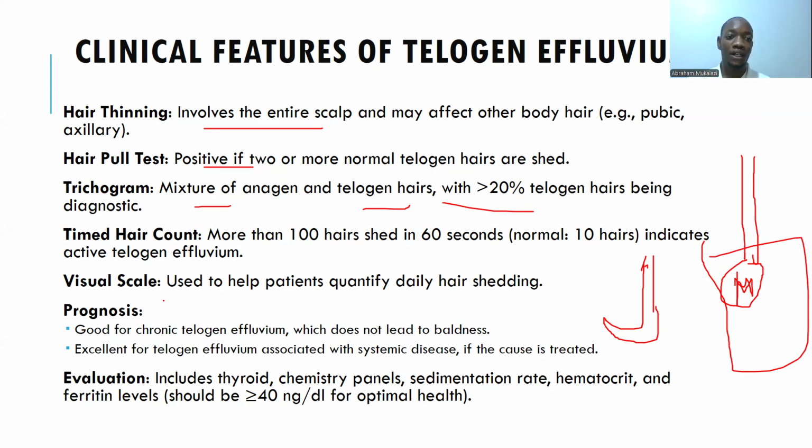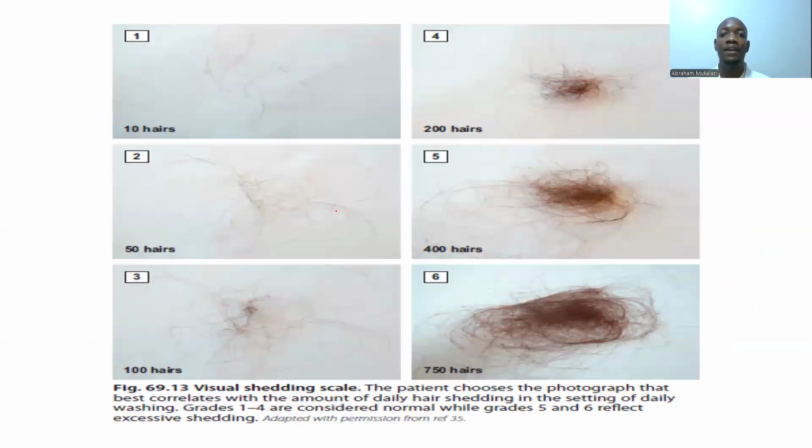Another investigation you can use is what we call a visual scale. In this case, you can tell a patient to examine the quantity of hair that they have lost, depending on the visual scale that you give. In this visual scale, as you can see here, depending on the amount of hair, a patient can compare after combing the hair with a brush or a comb. They compare with how much they have been able to retain on the comb. So if it looks like that, that is estimated to be about 10 hairs.